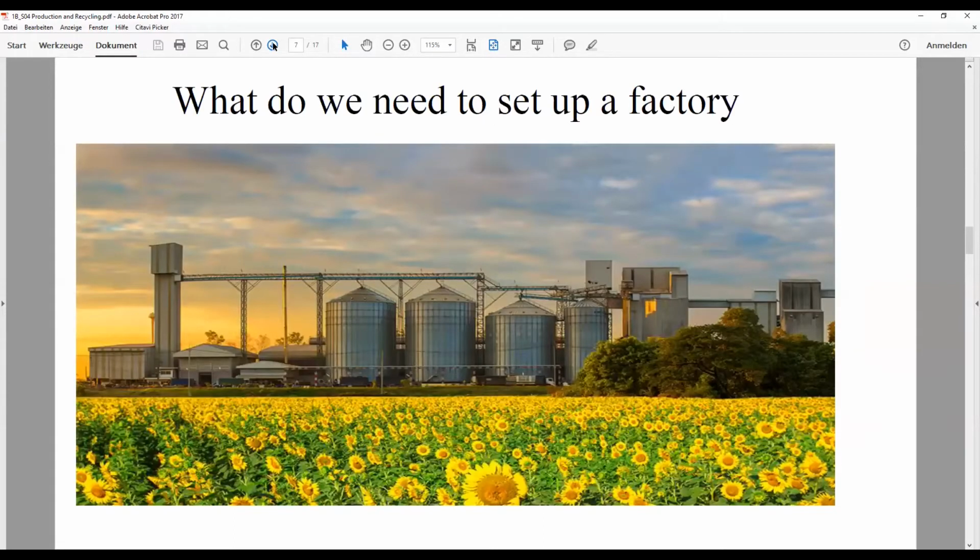What do we need to set up a factory? To set up a factory, we will need, of course, a piece of ground, botanical sources such as flowers and fruits, necessary tools and machines, other chemical additives, and the most important one, capital.